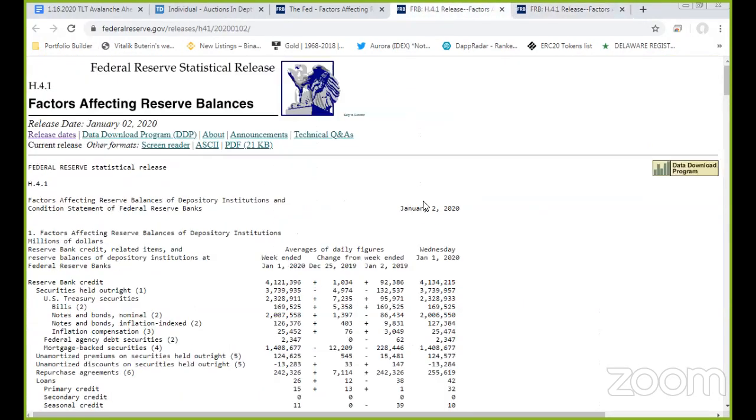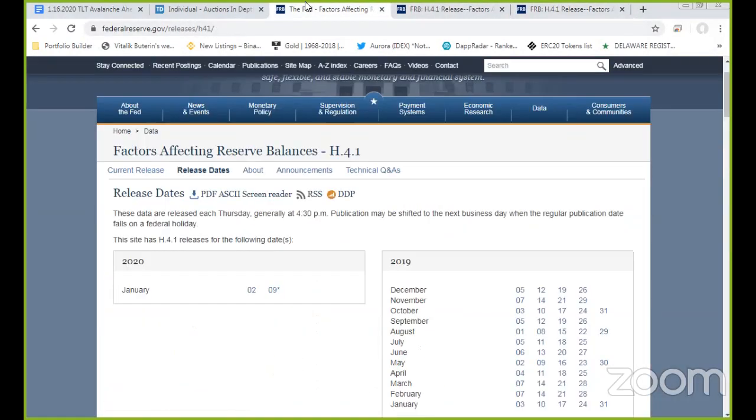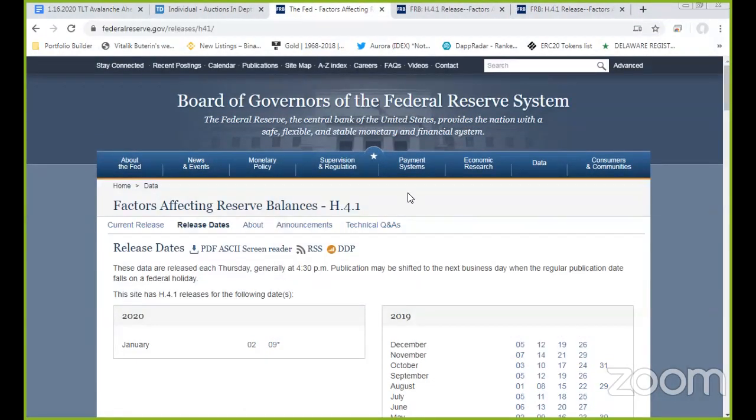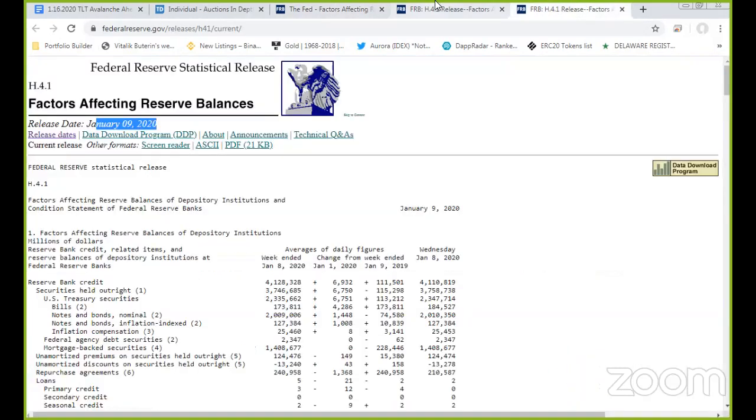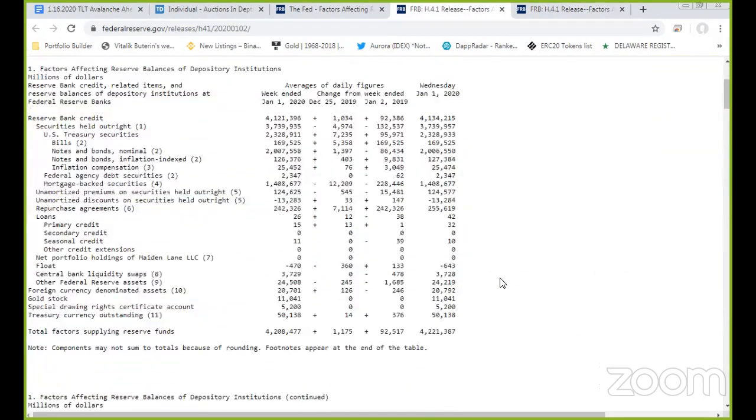Okay, so here's the last two releases, January 2nd and January 9th. Now they tend to update the balance sheet graph, where we can see the line, later. So you actually can't sit on that page and get the data as fast as you can from reading this. So all we really need to do is come down to here, total factors supplying reserve funds. And we can see the balance on Wednesday, January 1st: just a measly $4.2 trillion.